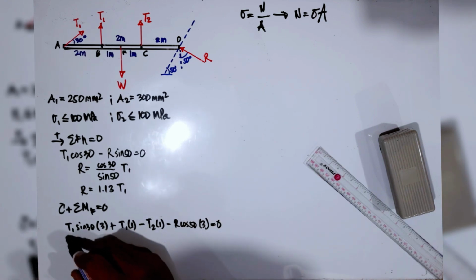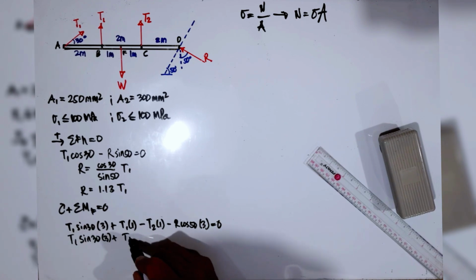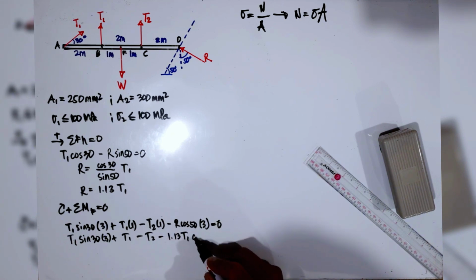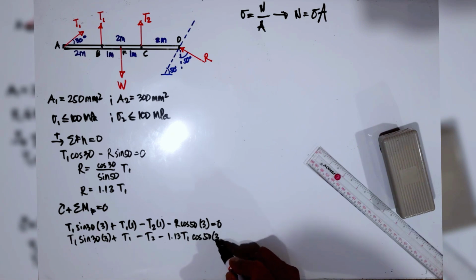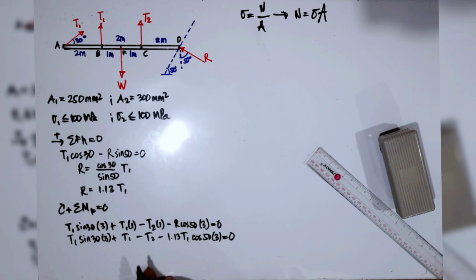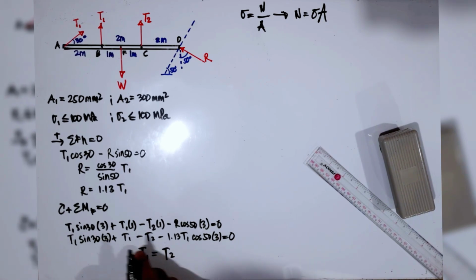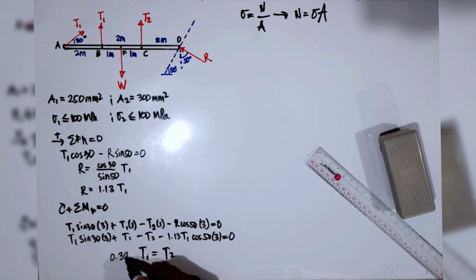So R is, of course, in terms of T sub 1, 1.13 T sub 1 times cosine 50 times 3 equals 0. So if we transpose T sub 2 to the right side, it will give us positive T sub 2, and on the left side will be the sum of all these T sub 1 terms here. Sine 30 times 3 plus 1 minus 1.13 times cosine of 50 times 3 is 0.321 times T sub 1.